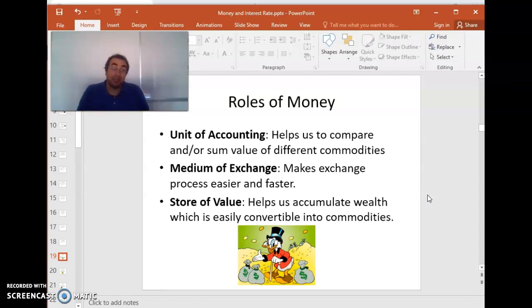So whatever we use as money for unit of accounting, the value of everything else is calculated by that good or entity. In Marxian economics, for example, labor is used as the entity with which the value of goods is measured. I mean, how much labor you need to produce them. That's one thing. The second function is medium of exchange. So it makes the exchange process easier, as we have talked about, because everyone is willing to accept money and everyone can give money.